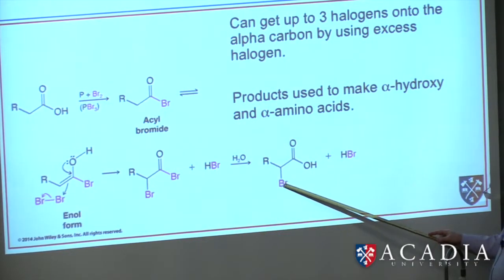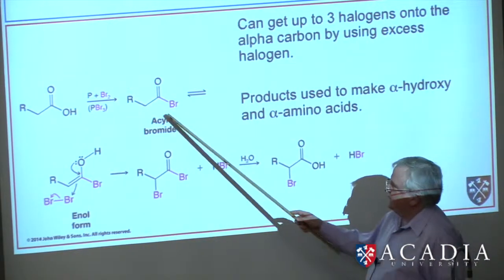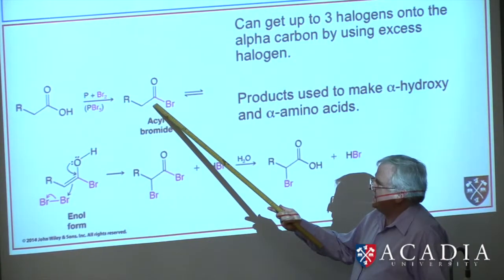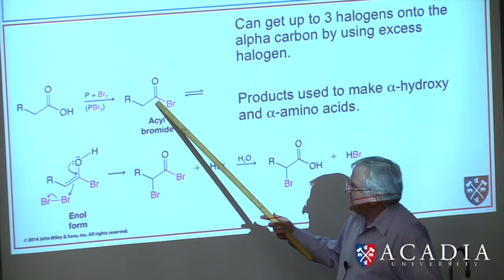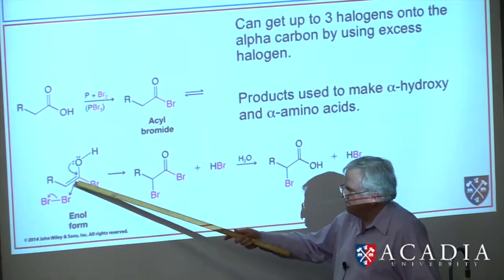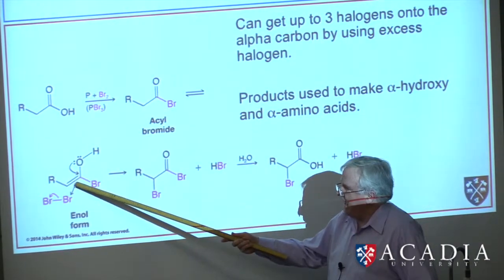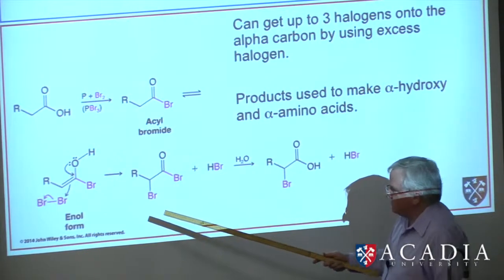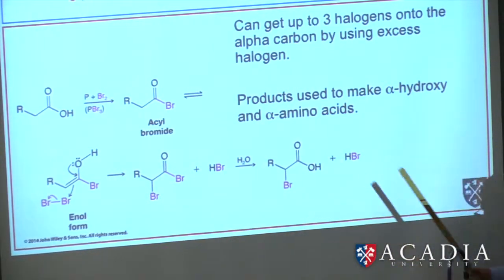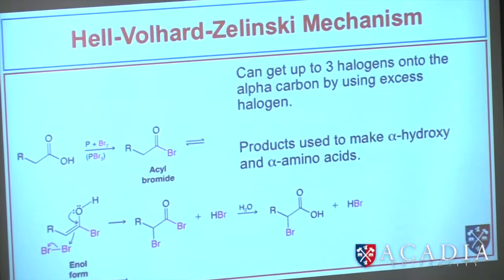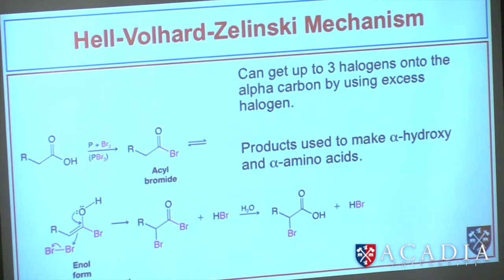We let this reaction go to completion, then we quench it with water to get the carboxylic acid with the halogen in that position. So the first step of the reaction is formation of the acyl bromide, and that can be in equilibrium with the enol of itself, and that is the reactive nucleophile that gets brominated and ends up giving us our intermediate product, which is quenched to give us our final product.